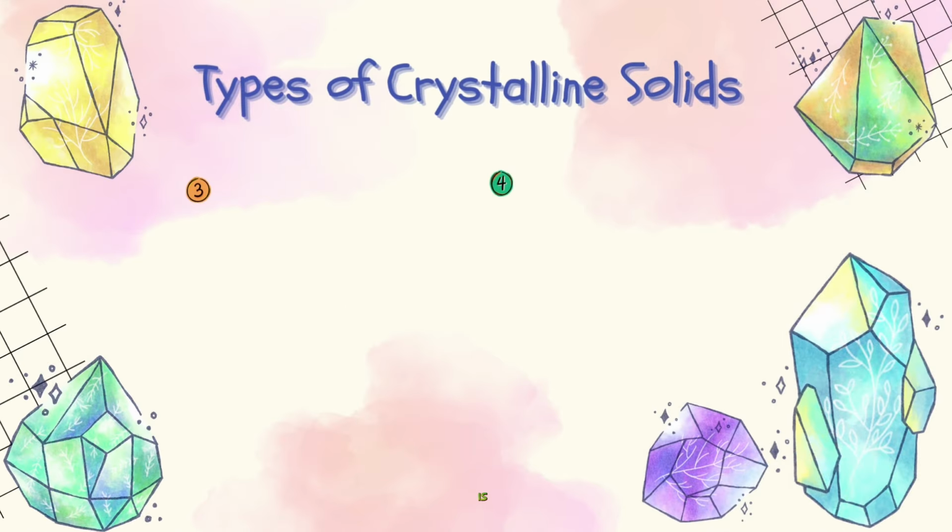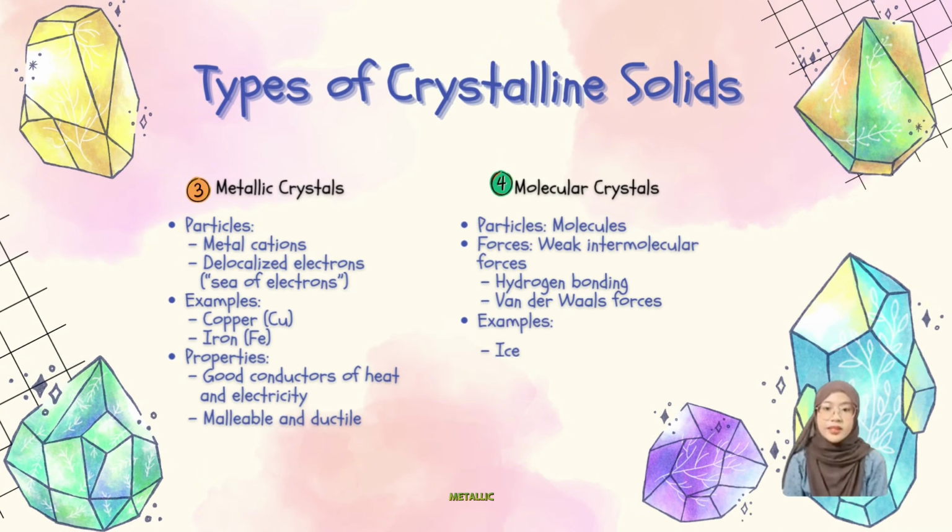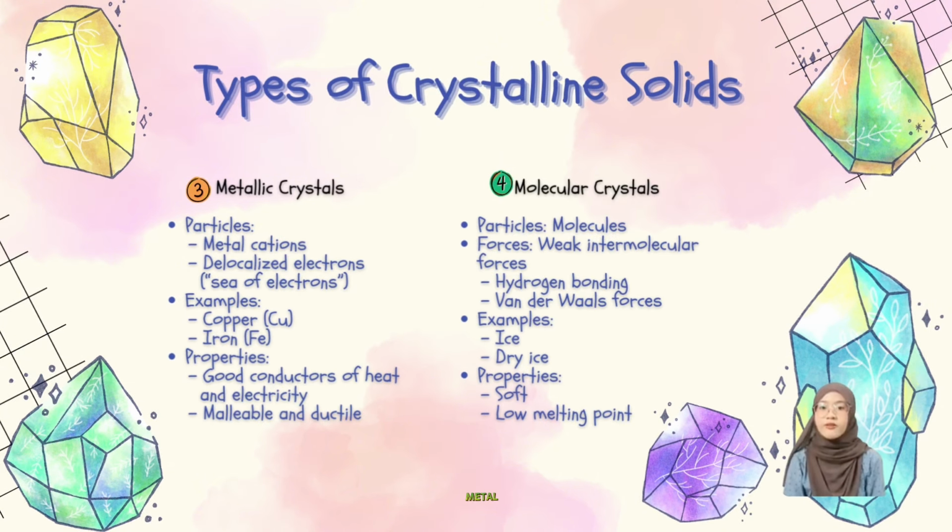The third one is metallic crystals. Metallic crystals consist of metal cations surrounded by a sea of delocalized electrons. Examples include copper and iron. Because of the freely moving electrons, metallic crystals are good conductors of electricity and heat. They are also malleable and ductile.